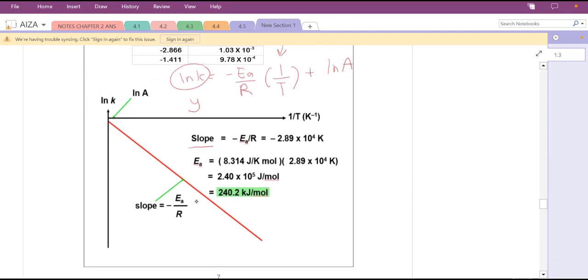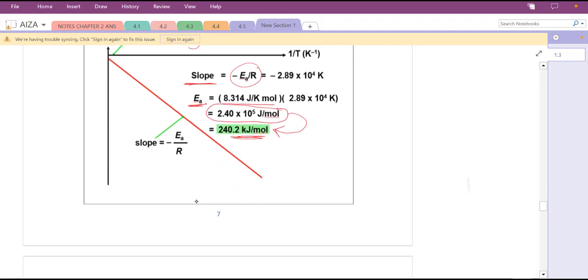The slope of the graph will be negative Ea over R. I only want to find Ea. R is a constant value, 8.314. So from this calculation, we will get Ea in unit joule. The standard unit for Ea will be kilojoule, so from joule, you need to convert the value to kilojoule.